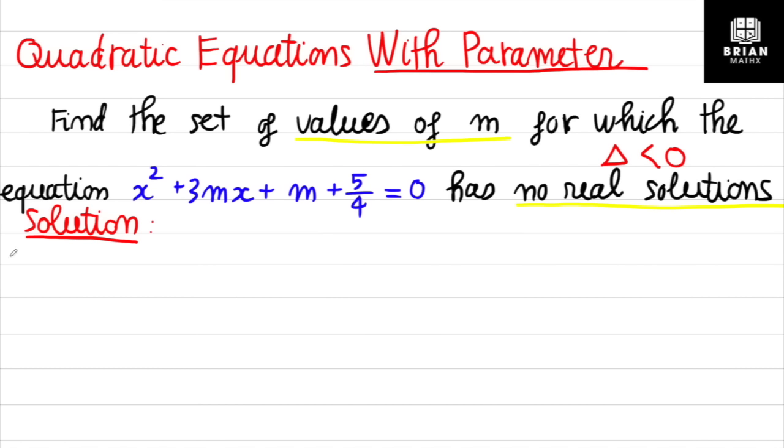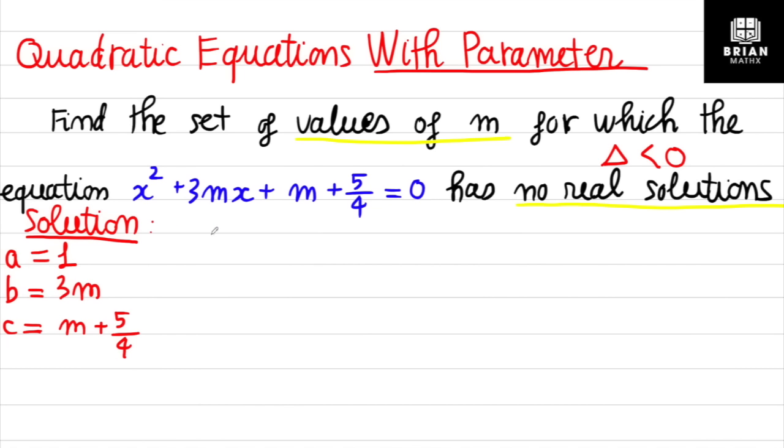So step by step we will solve this quadratic equation, finding m. The first thing you need to do is find the discriminant. I mean, you have to determine the values of a, b, and c. The value of a is equal to 1, the value of b is 3m. It's not 3, it's not m, it is 3m. And for the value of c, you take the constant number without x, so c is equal to m plus 5 over 4.